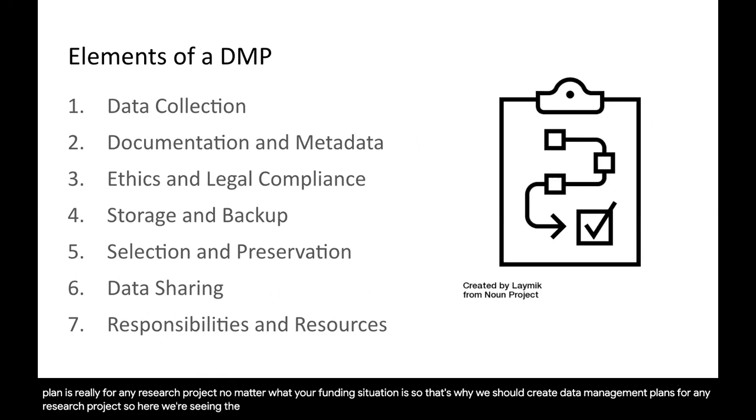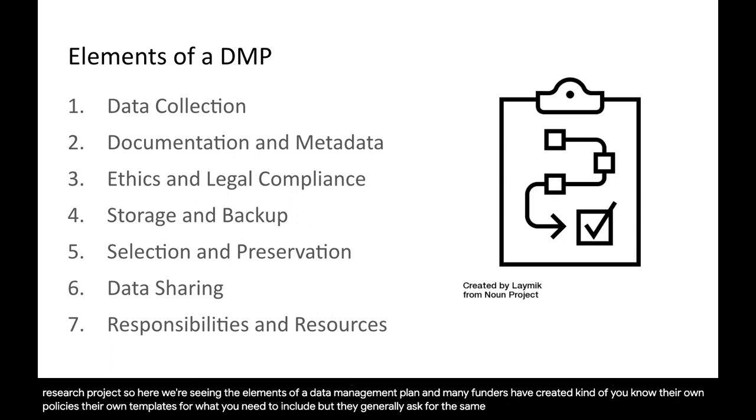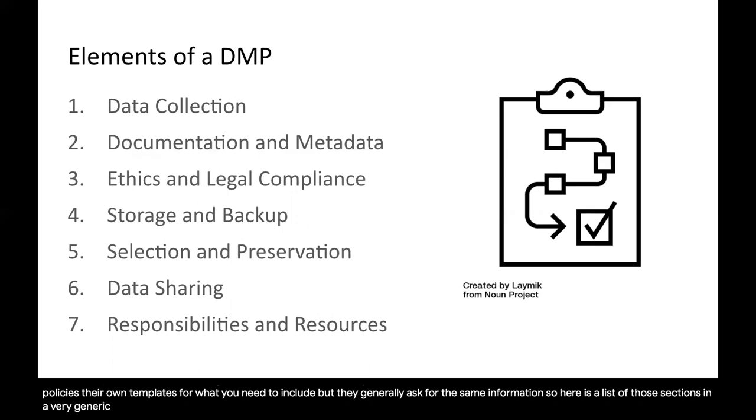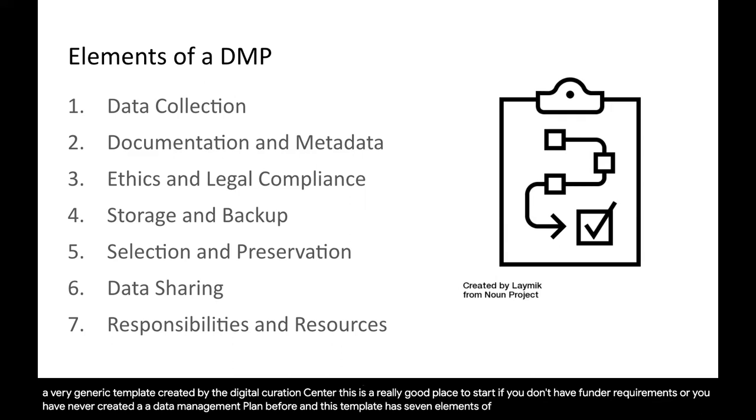So here we're seeing the elements of a data management plan, and many funders have created their own policies, their own templates for what you need to include, but they generally ask for the same information. So here is a list of those sections in a very generic template created by the Digital Curation Center. This is a really good place to start if you don't have funder requirements or you have never created a data management plan before. And this template has 7 elements of the project that you should address.